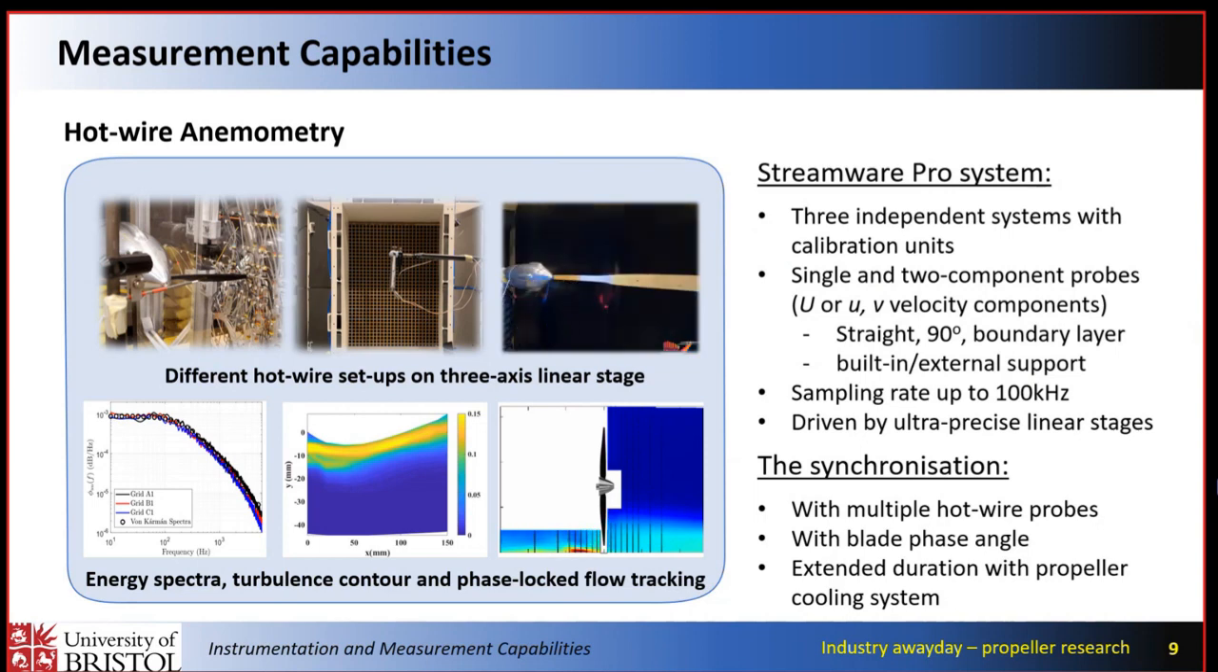And from hot wire measurements, we are able to obtain velocity spectra, contours, as well as phase locks with the propeller position, so tracking of flow features. And it can also be synchronized with multiple hot wire probes to provide us with correlation studies. And it can also synchronize with other types of measurements, for instance, far field microphone. So we can do some far field, near field correlation studies.